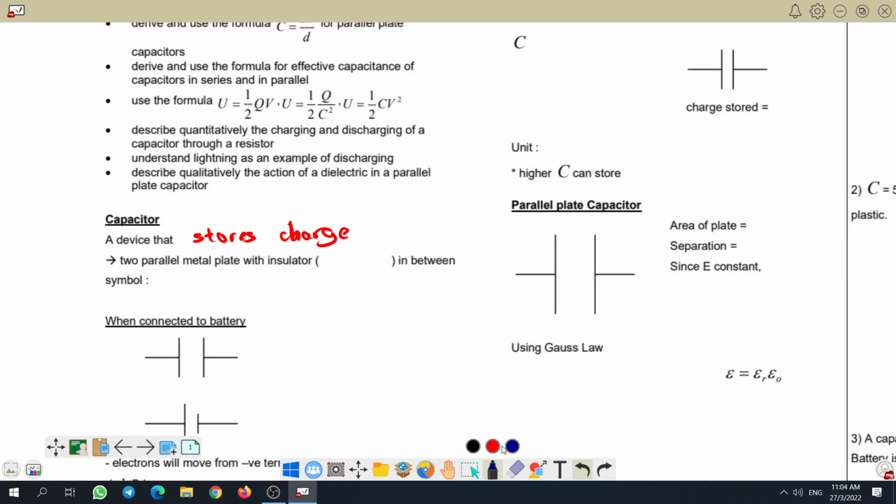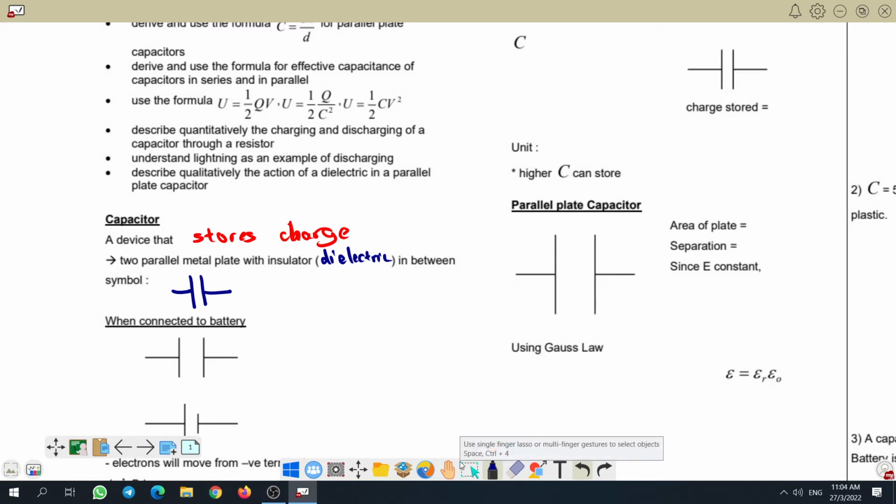Okay, so paling senang kita guna two parallel metal plate with insulator in between. Kita dua metal dan satu saja insulator in between. Insulator itu, in capacitance we always call it dielectric rather than insulator. Okay, dan simbolnya pun memang menunjukkan dua plate, tengah-tengahnya tak tersambung. Kalau sambung pun dengan insulator ataupun dielectric.